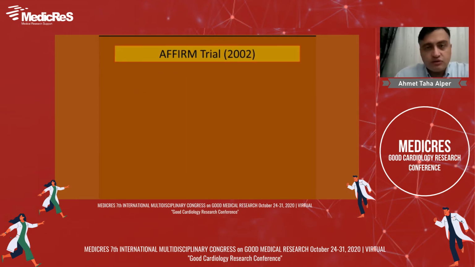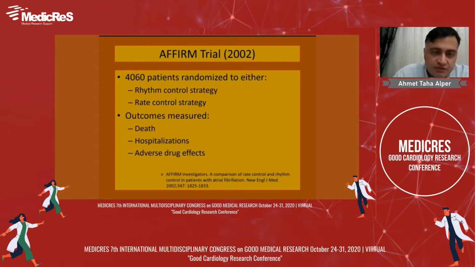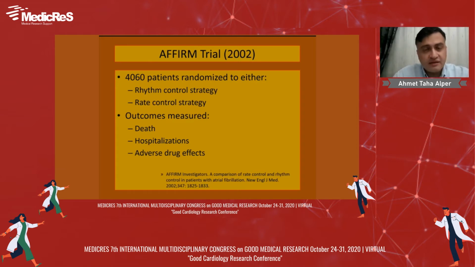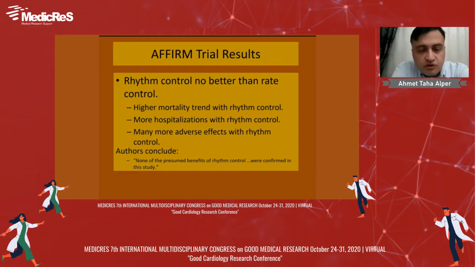I think the AFFIRM trial is a good example for history threat. It was published in 2002, and they included more than 4,000 patients and randomized them to either rhythm control strategy or rate control strategy. Some outcomes were measured such as death, hospitalizations, and adverse drug effects. And they found that rhythm control was no better than rate control. There was a higher mortality trend, more hospitalizations, and many more adverse effects with the rhythm control strategy. So the authors concluded that none of the presumed benefits of rhythm control were confirmed in this study.